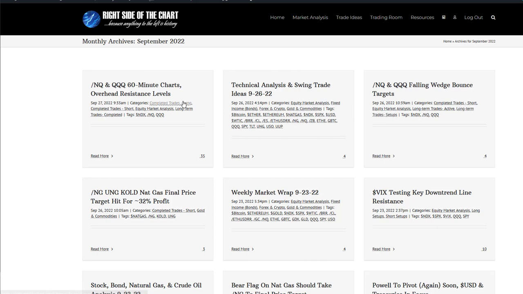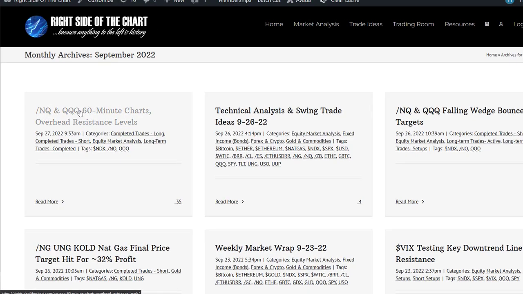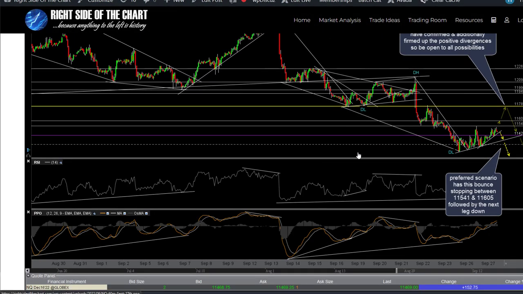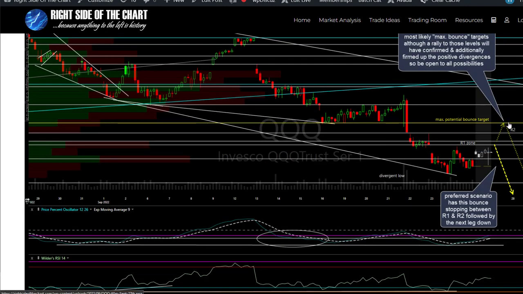Okay, this is where Hurricane Ian took me offline. It hit on the 28th and made landfall. So this was the last update I was able to get out to you for that month. That was the NQ and QQQ 60-minute chart, overhead resistance levels on September 27th. And here we go, preferred bounce scenario, NQ. I've got the QQQ chart up, so I'm going to use that. I had us bouncing to at least 280, all the way up to 286 right there, followed by another leg down. Again, that was September 27th.